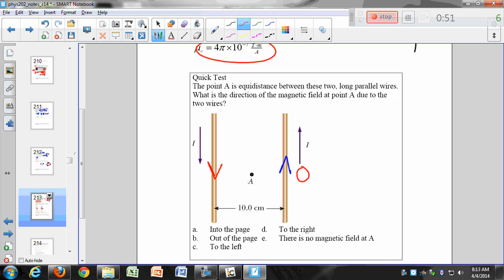On the right-hand side, the magnetic field will look like this. What does it look like on the left-hand side? And then how do those add up? All right, so a few more seconds. Stop at 128.